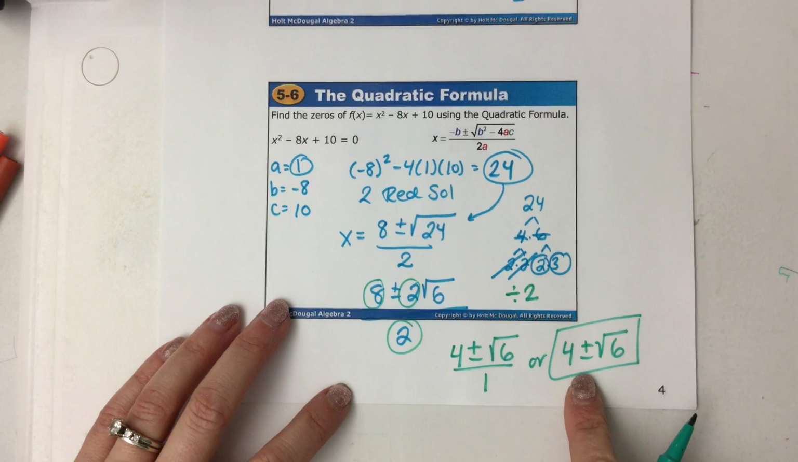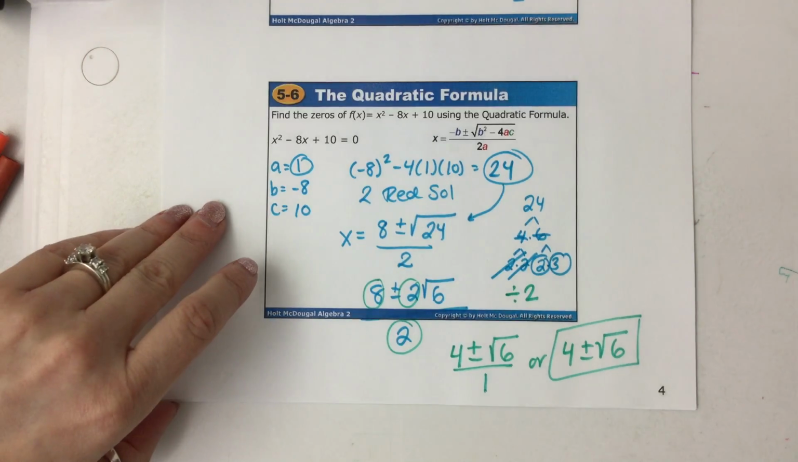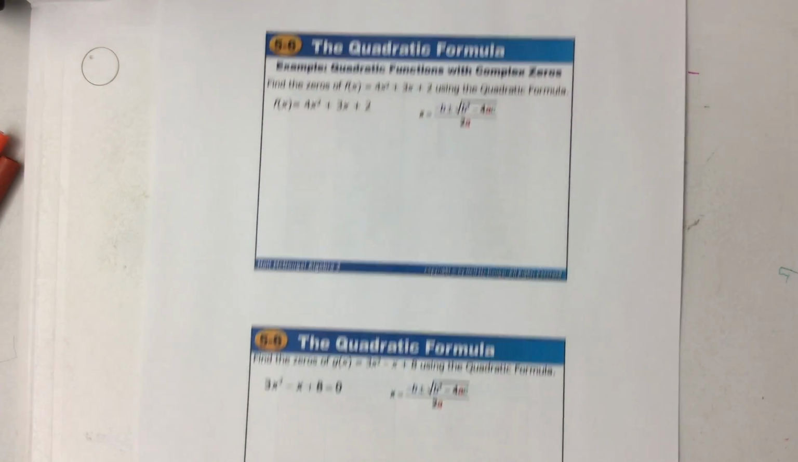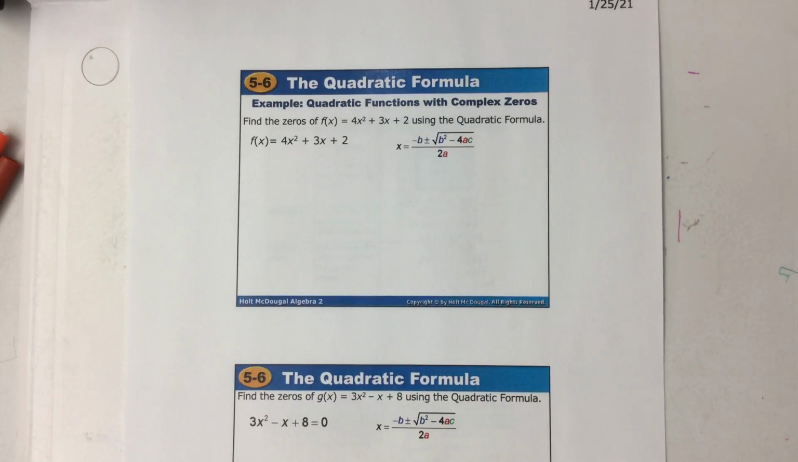Again, this is 2 solutions. One solution is 4 plus the square root of 6. The other solution is 4 minus the square root of 6. Okay, we're going to keep doing a few more. Oh, yeah, 2 more, guys, just to make sure we've got it.